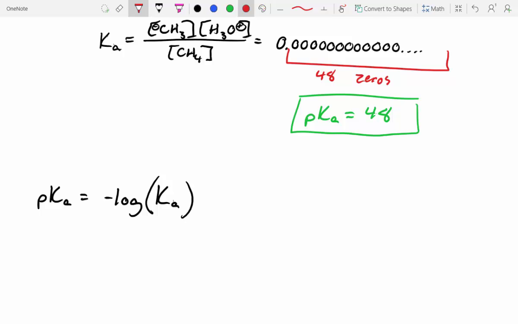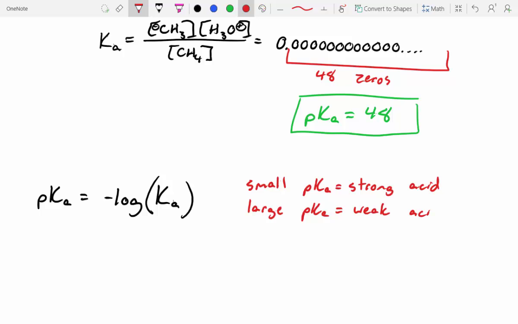So in this case, let's make a little note. A small pKa equals a strong acid. A large pKa equals a weak acid. Oftentimes the benchmark that I use is 15. 15 is the pKa of water. So if you've got a pKa of lower than 15, that means it's more acidic than water. We could consider it a relatively strong acid, right?